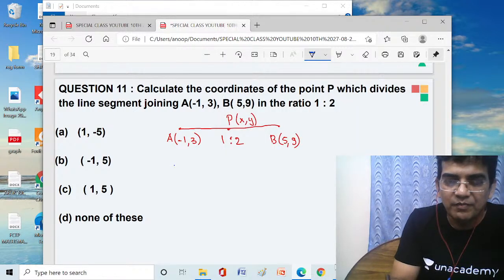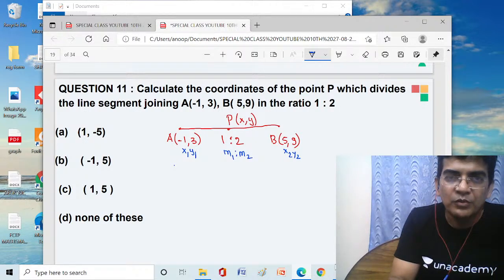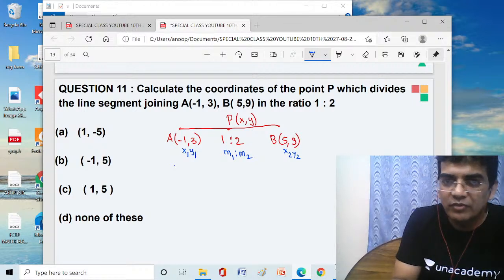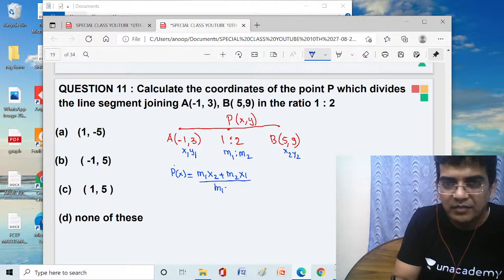Okay, so how will we apply the section formula? Let me explain it to you. One end will be considered as x1, y1. The other end will be considered as x2, y2. This ratio will be considered as m1:m2. Now, you need to find the x coordinate and the y coordinate. So let us write the formula first for the x coordinate. So the formula is like this: x equals m1x2 plus m2x1 upon m1 plus m2. This is the formula.